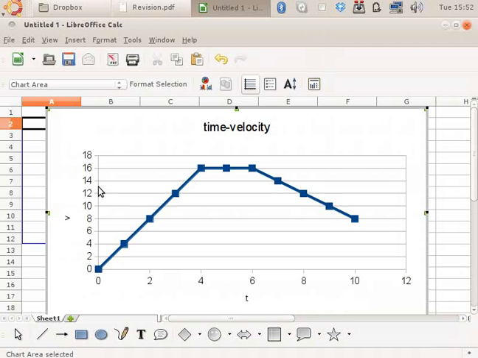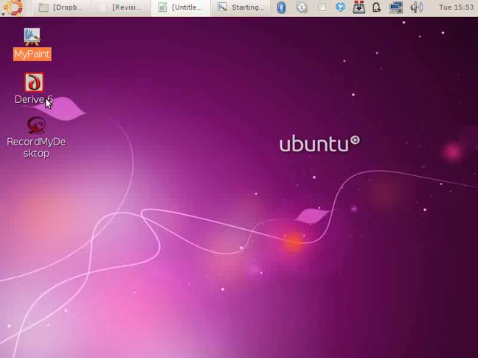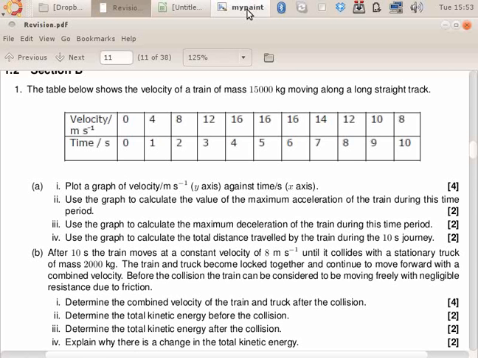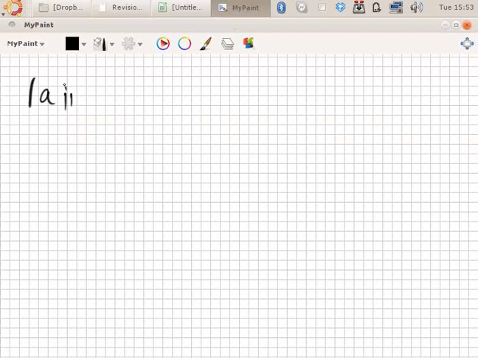So what's the acceleration from the graph? It's the slope. If I look from here to here, what's the height? 16. And what's the horizontal? 4. So the slope would be 16 over 4. Yeah, so 4. So that is 1A1, and now 1A2. The acceleration is the slope, which is 16 over 4, which is 4.